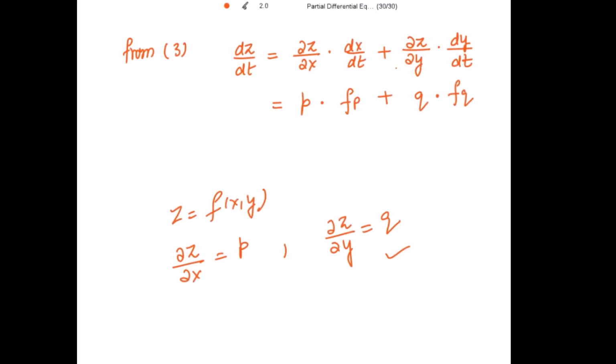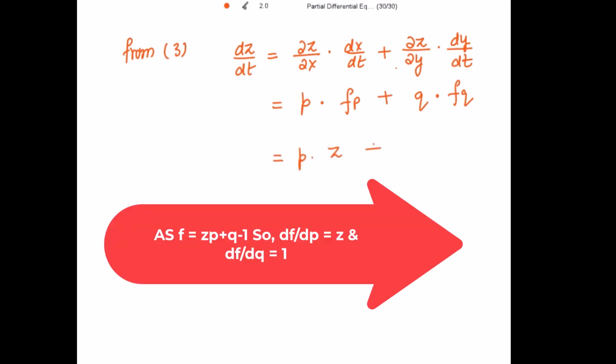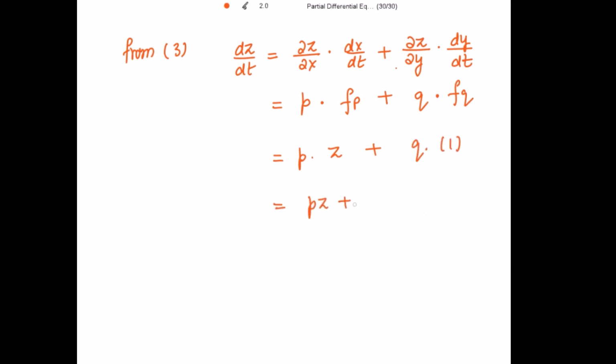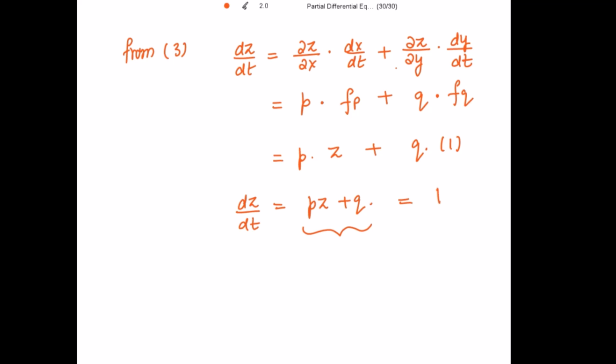So this is fq and is equal to p into what is fp. So writing here z plus q into this is 1. So we are getting pz plus q. So this is dz by dt, that is coming out to be pz plus q. And what is pz plus q? It is given to us in the initial condition, that is zp or pz plus q is equal to 1. So let's use this condition. So this is equal to 1. So we get dz by dt to be equal to 1.